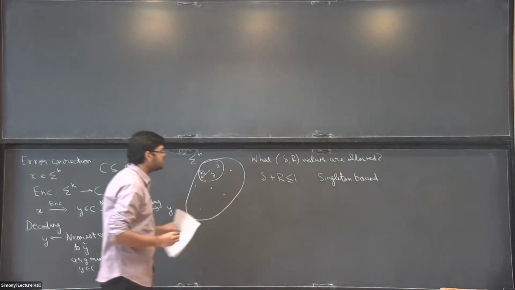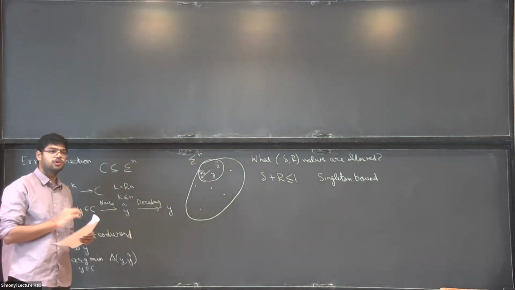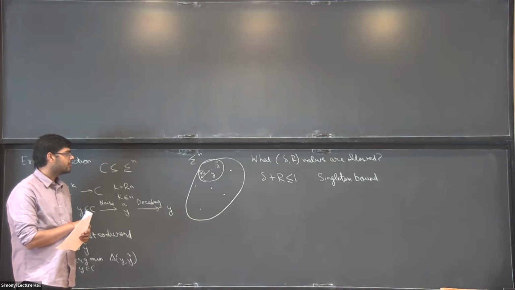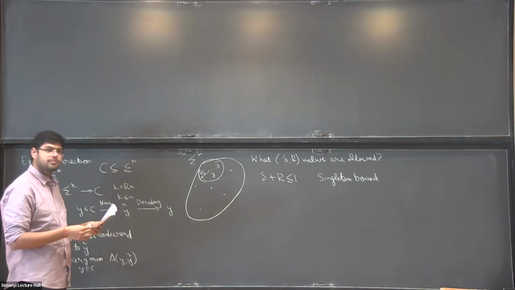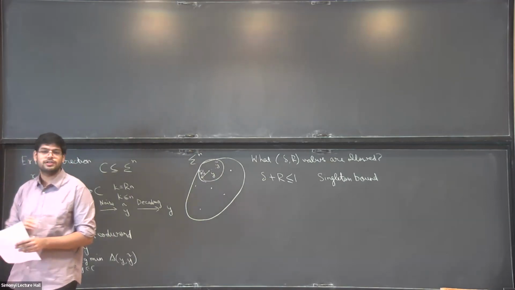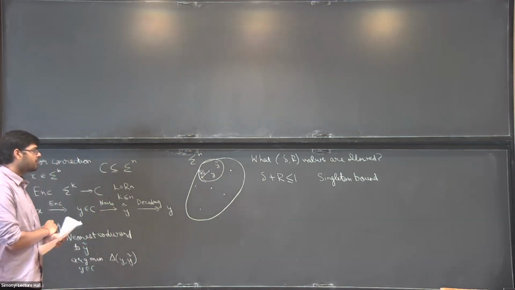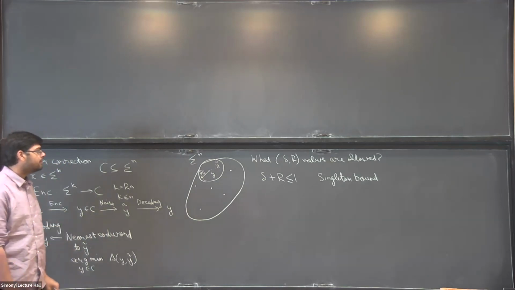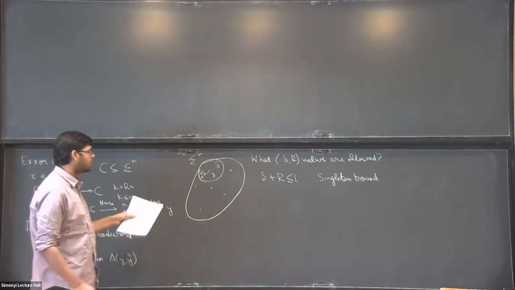It says that the sum of these two parameters cannot be more than 1. Okay. Sorry, you've normalized your Hamming distance. Yes. So Hamming distances are always normalized. Okay. And let's see a very quick proof of this.